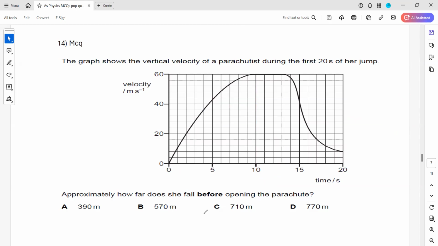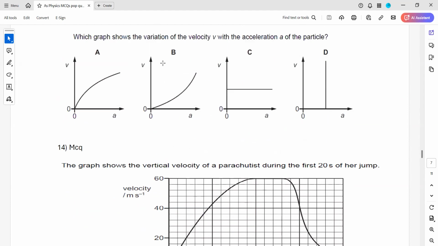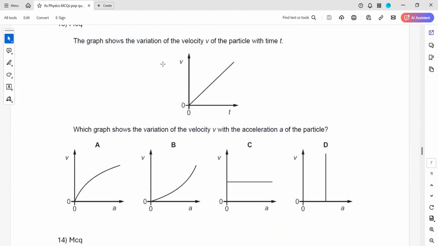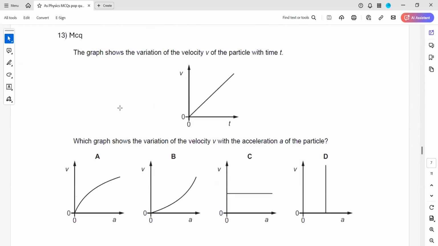Question 13. Okay, sure. In question 13, we have a velocity time graph because it is a straight line. So it means the slope of a straight line is constant. So it means acceleration is constant. Means acceleration is not changing.